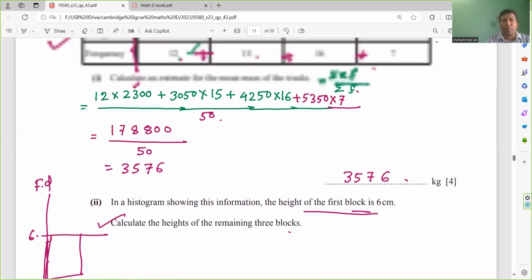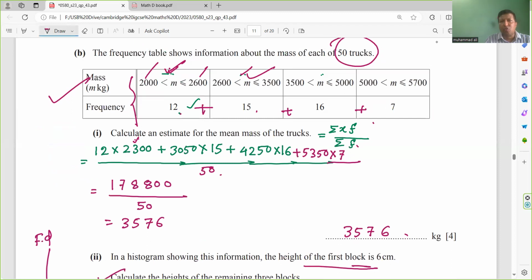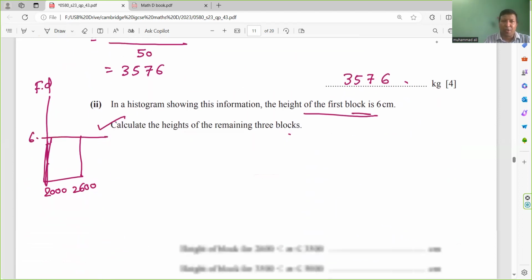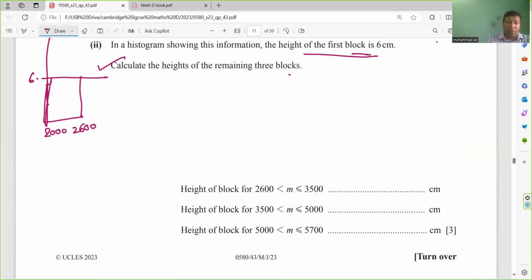So they want us to find the heights of the remaining three blocks. Here they have given us the frequency of the remaining three blocks. So we have to find the height, or frequency density, of the remaining three blocks. This is very important. Now see, for the first block, we know that frequency is proportional to area, frequency equals K times area. For the first block, we have to find the area. Area means length multiplied by breadth.